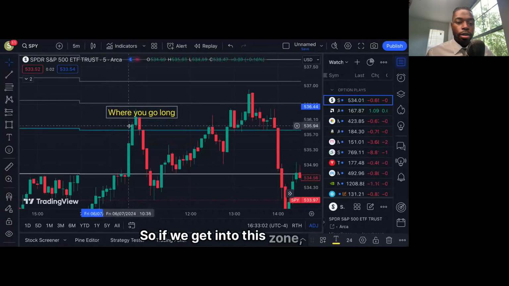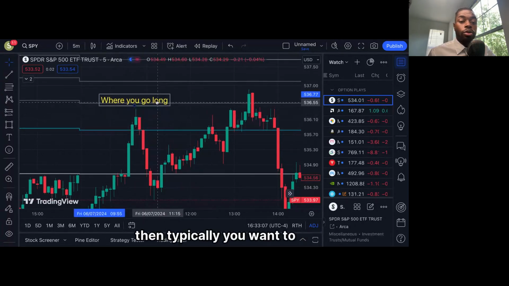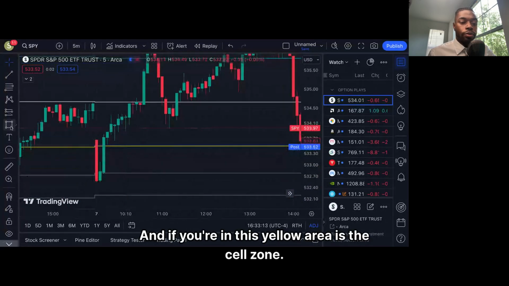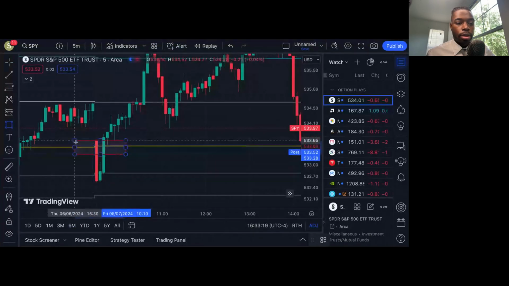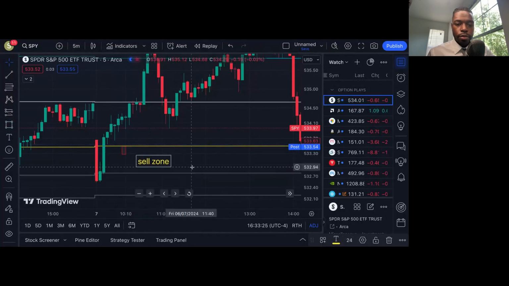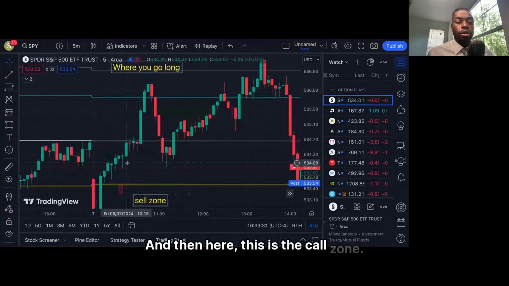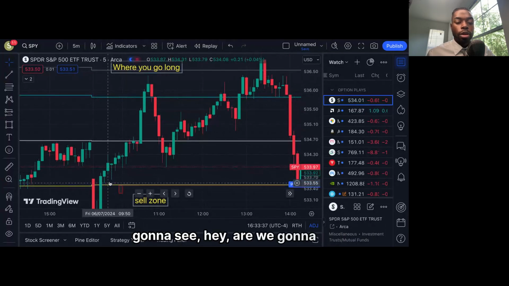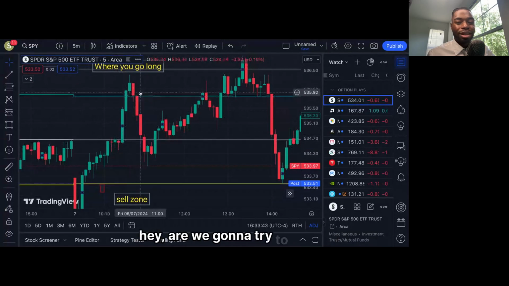So if we start in this zone or open up close to this zone and we're in it, then typically you want to go long. You want to be long biased. The yellow area is the sell zone, the put zone. So when we get beneath it, it's the sell zone, and here, this is the call zone. Typically, if we start in the middle here, we're going to move from ATR to ATR and see, hey, are we going to try to get in the sell zone? And if we start in the middle again and push to the upside, we're going to say, hey, are we going to try to be in the call zone?